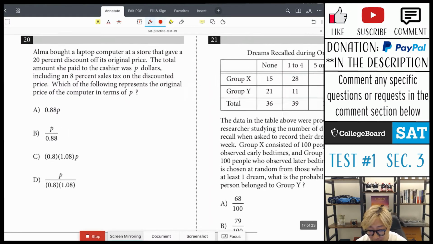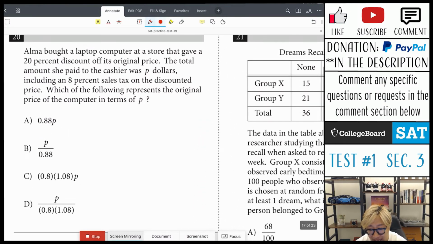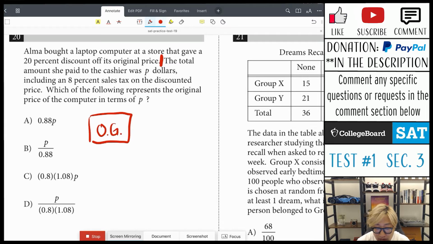Number 20. I'm buying a laptop computer at a store that gave a 20% discount off its original price. So whatever the original price is, we'll just call it OG, original price. And Alma got 20% off. Just think about it: if you go shopping and a jacket costs $100 and it's on 20% sale, how much is it now? Well, probably $80, right?